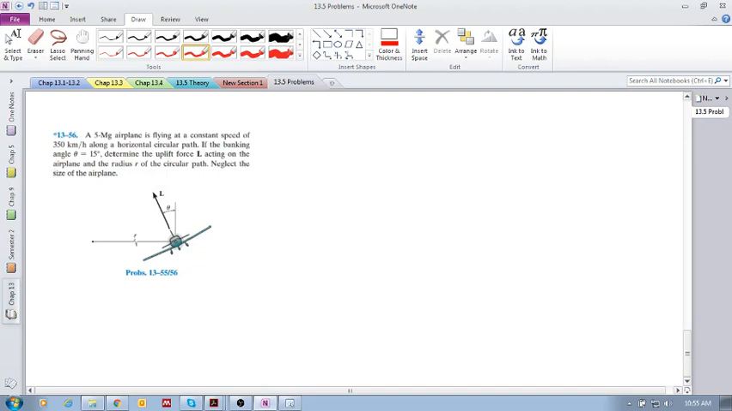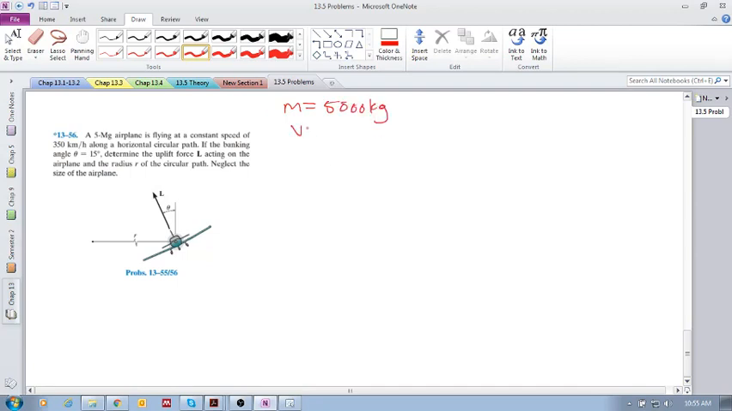If the banking angle theta equals 15 degrees, determine the uplift force L acting on the airplane and the radius of the circular path. Neglect the size of the airplane. Okay, so let's extract the information. This plane is just flying in a horizontal path. If you look at it from the top, it's just a circular path. What is the mass? The mass we know is 5,000 kilograms.